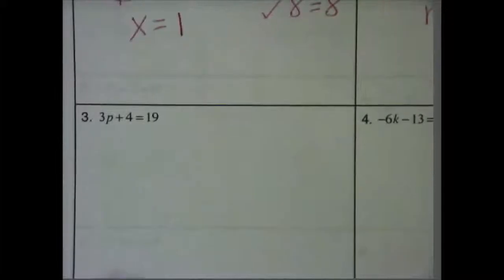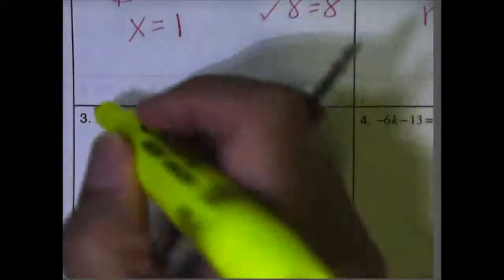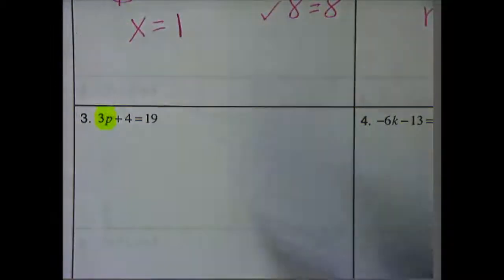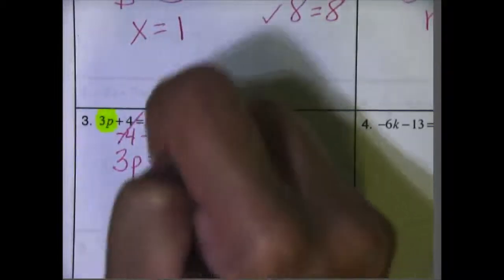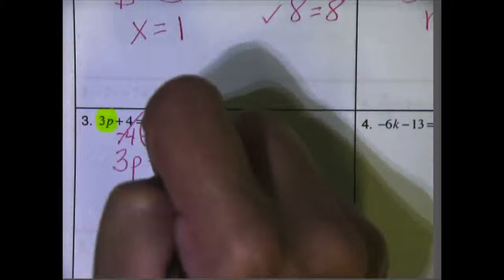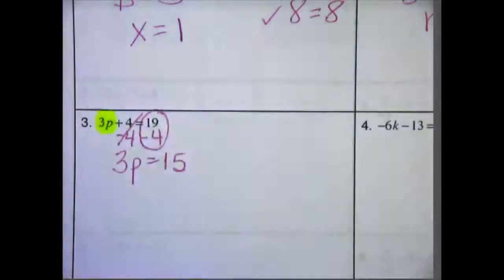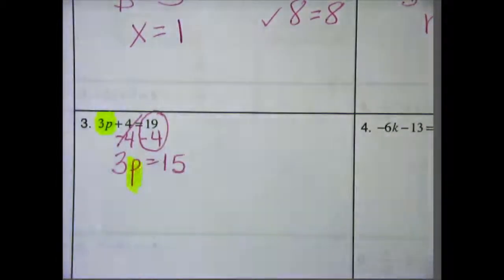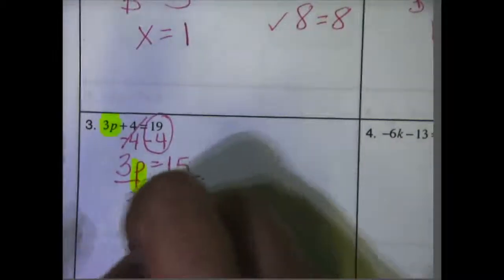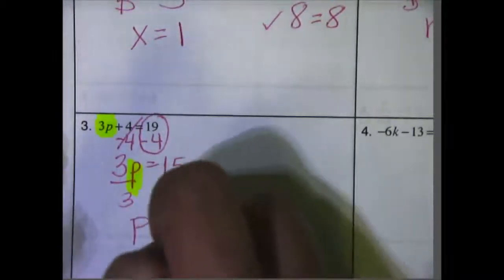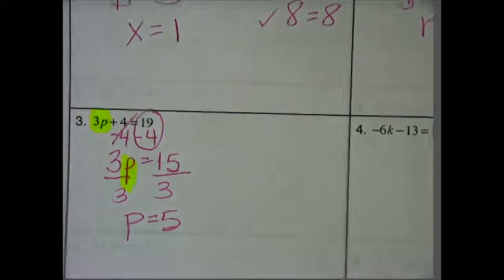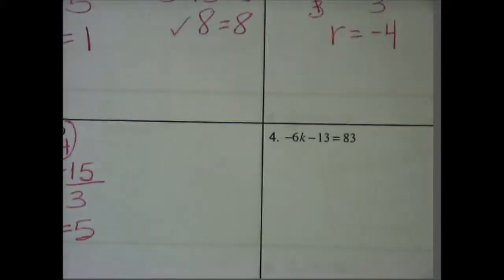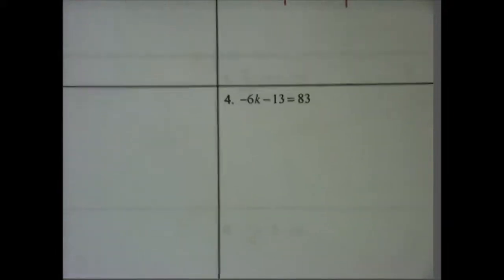Number 3. 3 times p plus 4 equals 19, so we need to highlight the 3 times p. That's what needs to be by itself. We've got positive 4, so we subtract 4 from both sides. These cancel. 19 minus 4 is 15. Now we need to isolate the variable p. Divide by 3. P equals 5. And again, you can check these just like we did in number 1. I'm just not going to take time to do that right now.